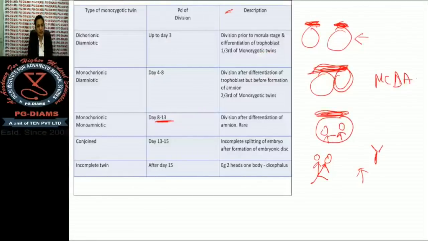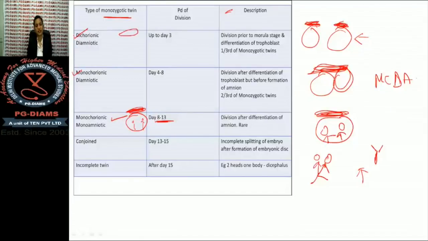Now if you see this table, there are these kinds of zygotic. We are talking about monozygotic twins. The diagnosis of a monochorionic monoamniotic twin is straightforward. You have a single large placenta, you have one sac and two babies. Basically, you don't have any intervening membrane in them, and you know it is monochorionic monoamniotic. The differentiation between dichorionic and monochorionic is difficult.